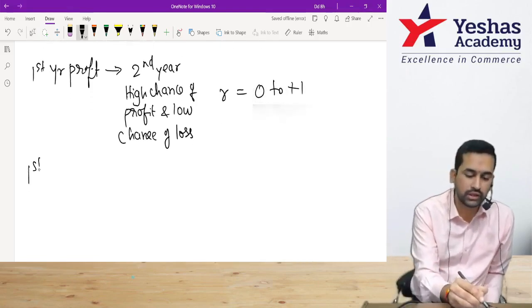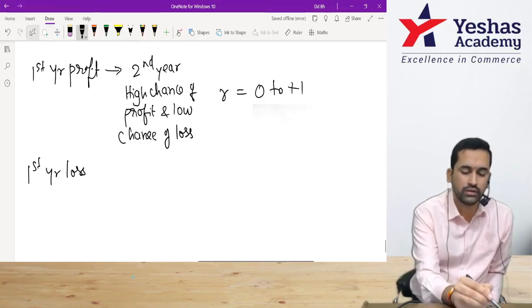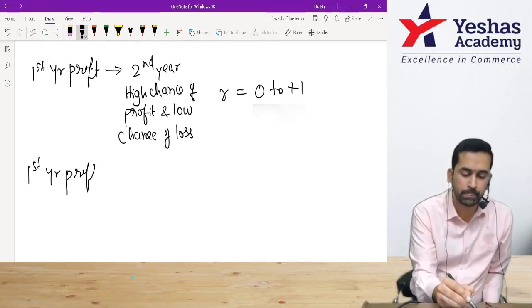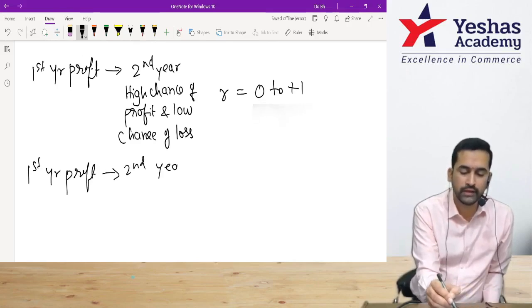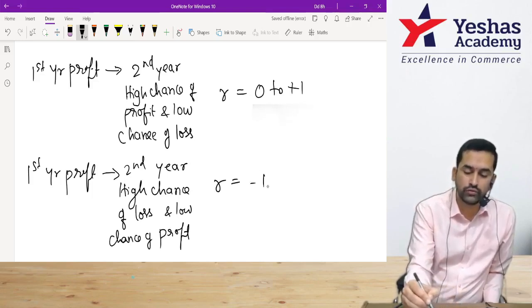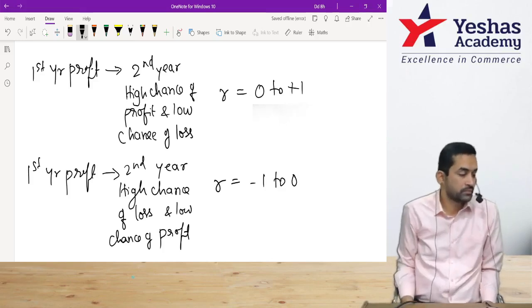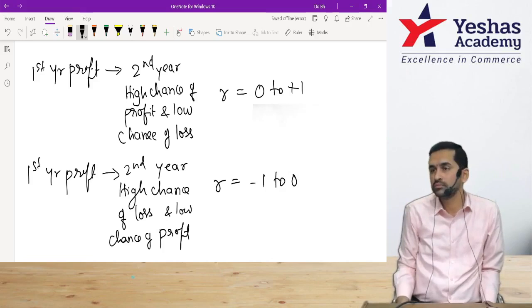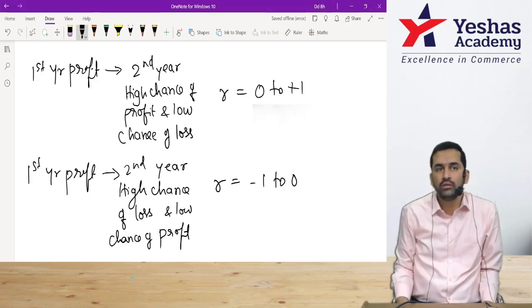Same way, one last. First year profit, second year high chance of loss, low chance of profit. Now R is equal to -1 to 0.